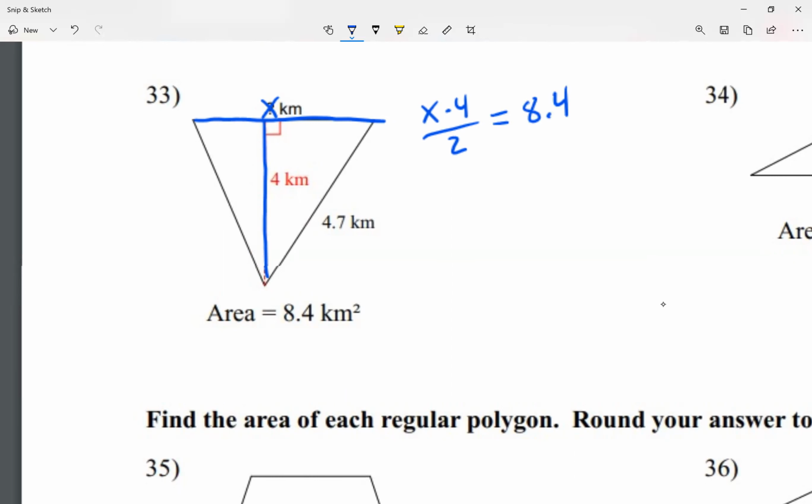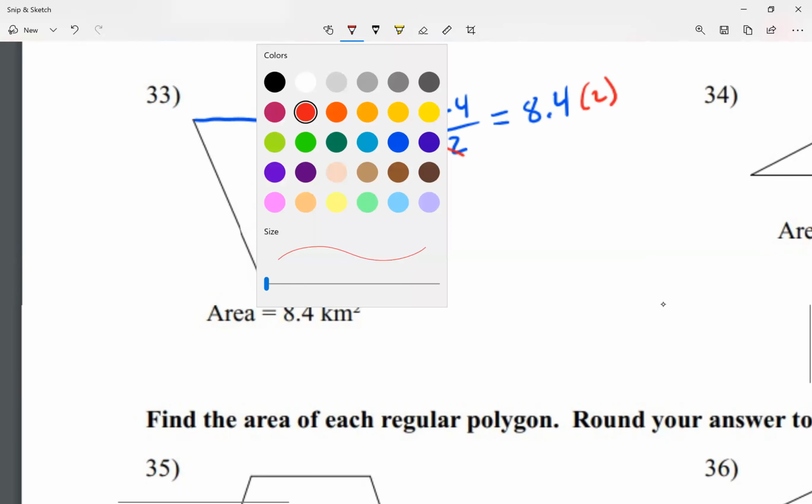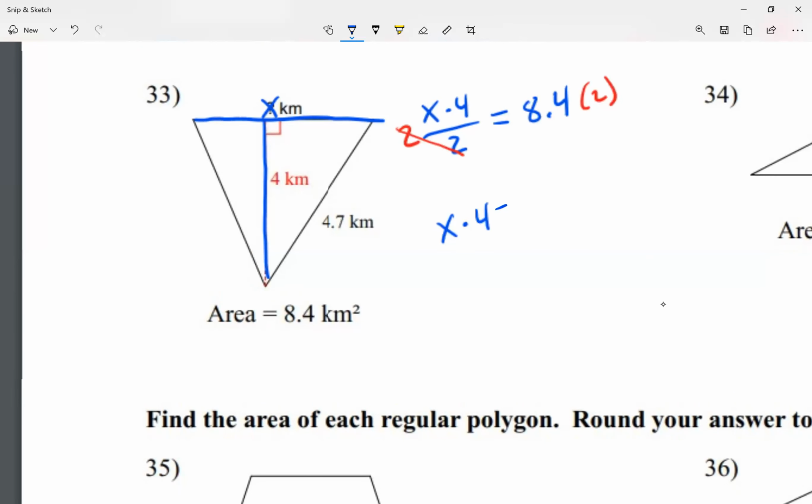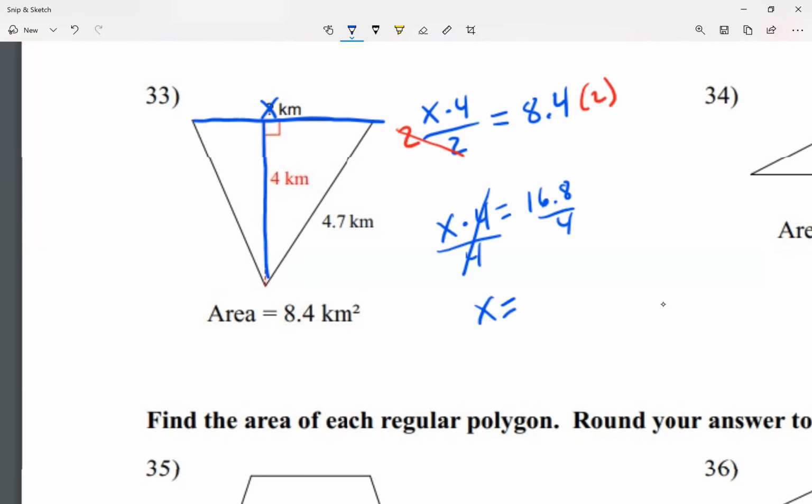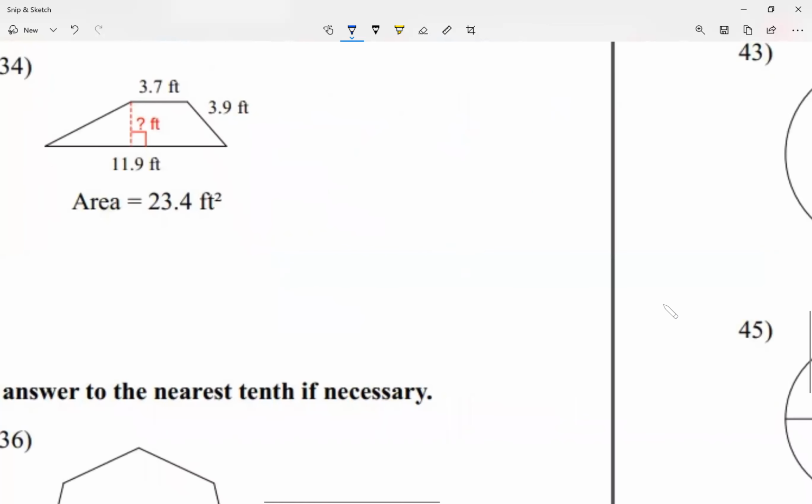Couple of things I can do here. First thing, let me get rid of fractions. So let me multiply both sides by 2. I'm just going to go x times 4 equals 8.4 times 2, which is 16.8. And then let me divide by 4, right? Because divide is the opposite of times. So those 4's cancel out. 16.8 divided by 4 is 4.2. Okay, so x equals 4.2. Not too bad.